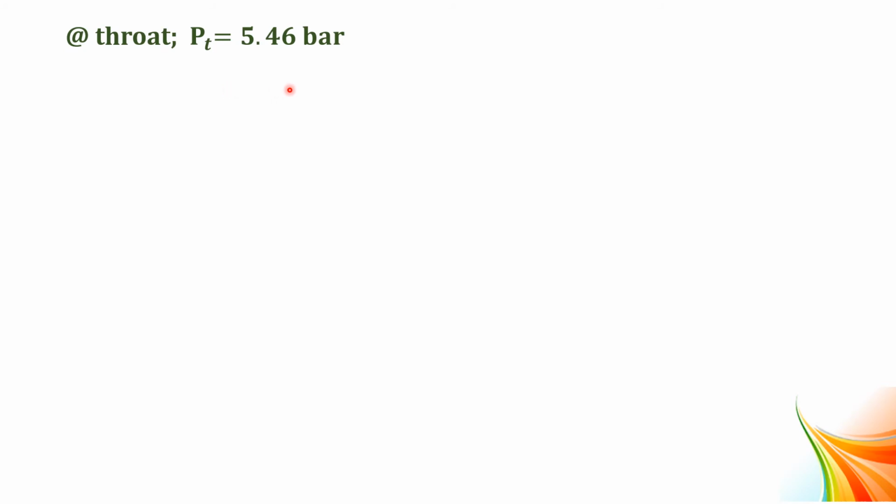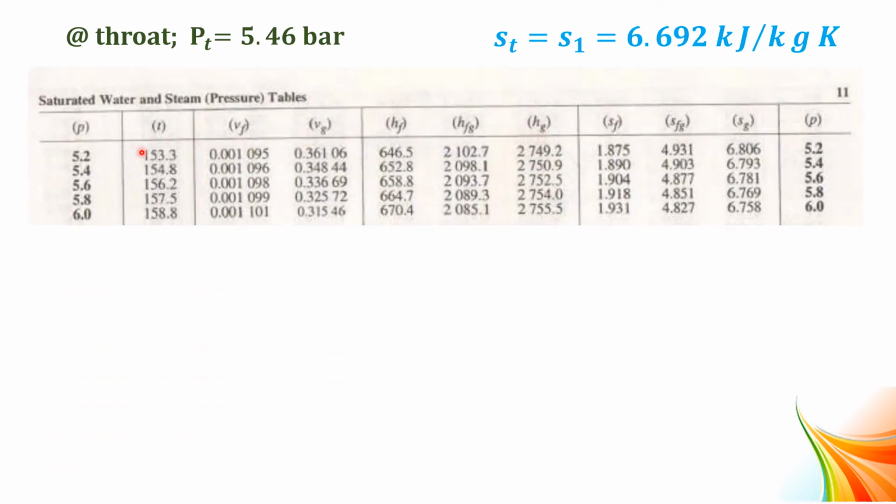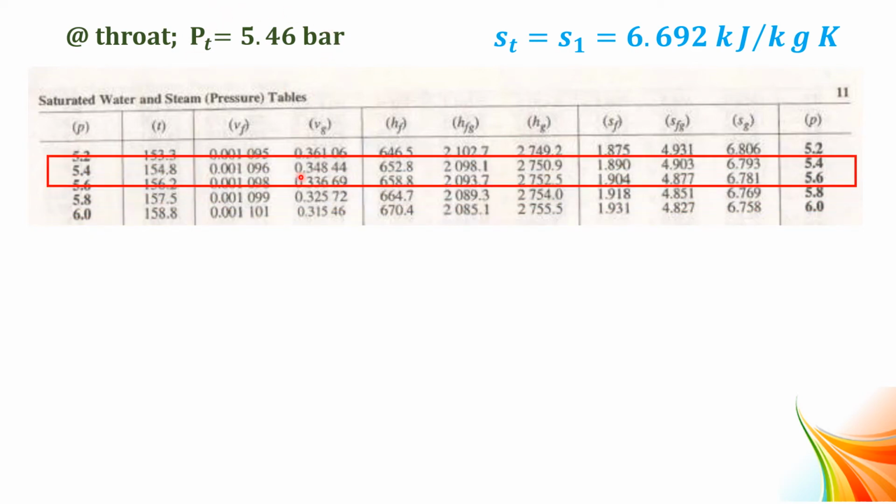Now the throat pressure Pt equals 5.46 bar, and we also know the specific entropy of steam at the throat section, St, equals 6.692 kilojoule per kilogram Kelvin. Now from the steam table, corresponding to a pressure of 5.46 bar, we have to find the value of Sg, because we know St. For finding the quality of steam at the throat section, we have to find the value of Sg.